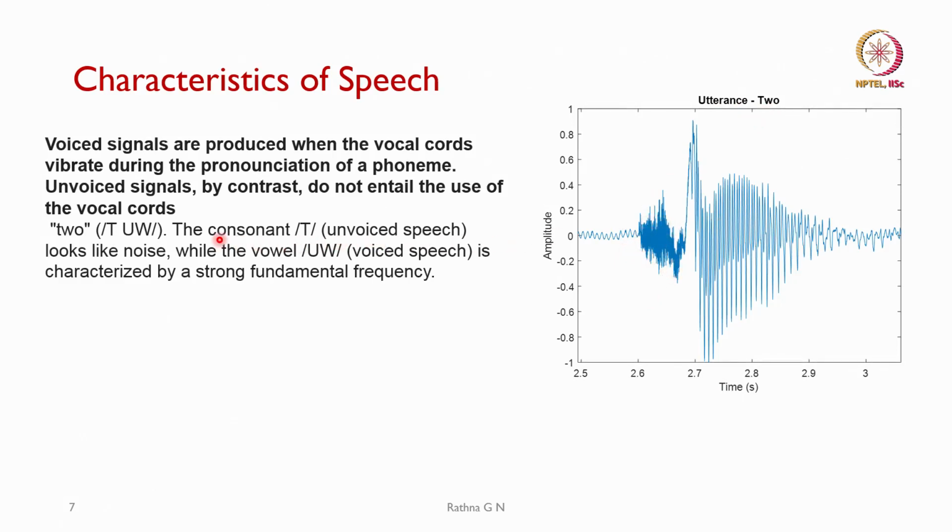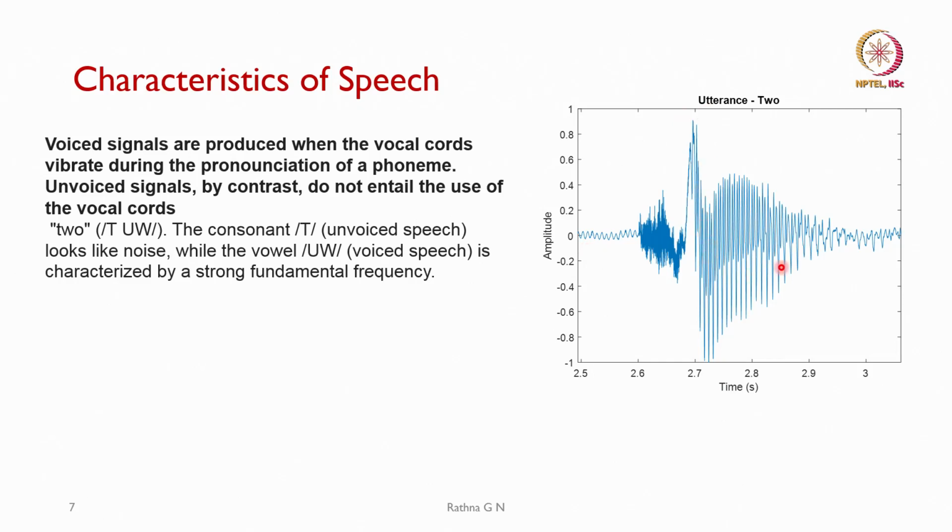You will see the consonant when we are pronouncing "to": this is how the phoneme is going to be generated, /t and then uw. The consonant /t is the unvoiced speech. This is the duration where it is unvoiced and looks like noise, as you can make out here. Then, while the vowel uw is voiced speech, it is characterized by a strong fundamental frequency.